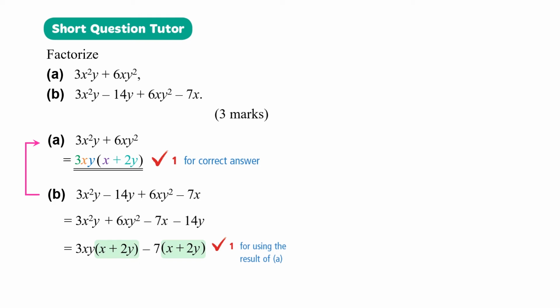Now, we write down bracket x plus 2y at the front. The remaining part is 3xy minus 7. In these two brackets, we cannot further simplify or factorize them. So, this is the final answer. And 1 mark will be given for the correct answer.